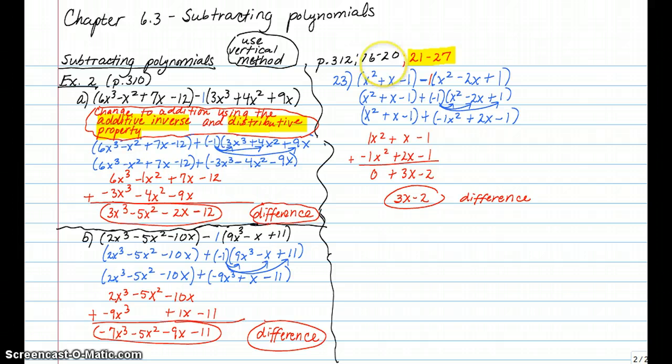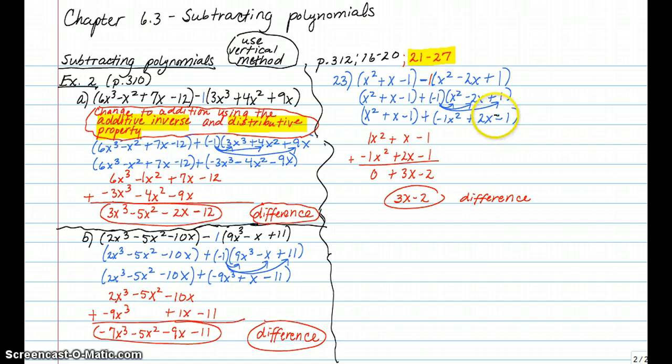Okay, number 23, the first expression, x squared plus x minus 1, just comes down. Subtraction changes to addition. Even though there's not a number listed there, there's actually a 1, so 1 changes to its opposite of negative 1. This is just the additive inverse. And then bring down the expression x squared minus 2x plus 1. Then you use the distributive property. Negative 1 is being distributed to x squared, so negative x squared. Negative 1 to negative 2x, so plus 2x. Negative 1 distributed to 1 is minus 1.